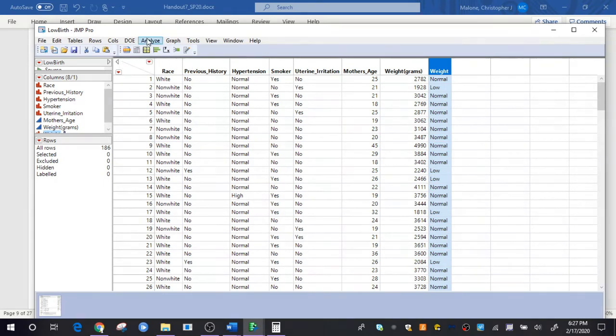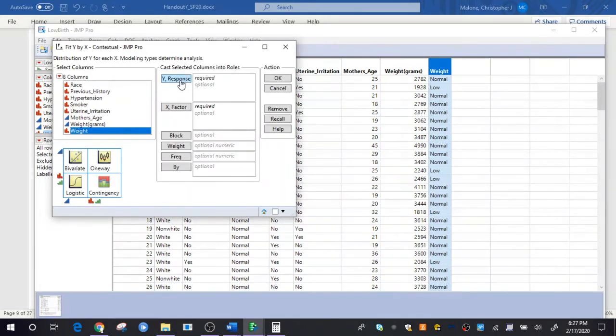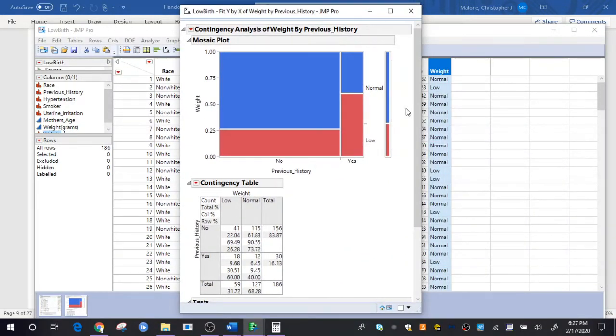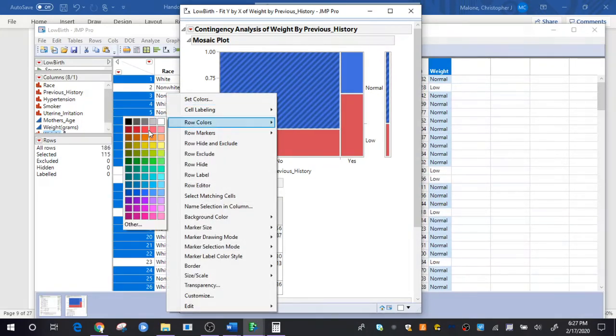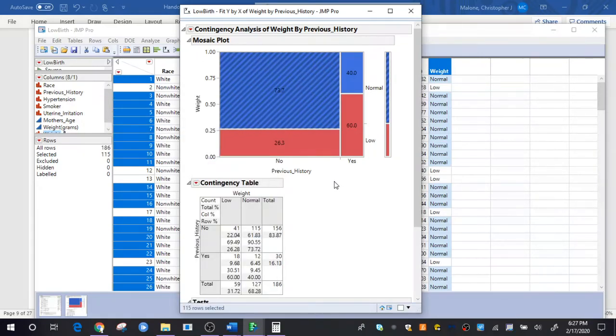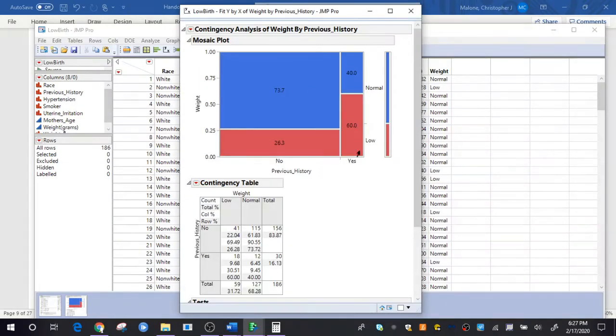So let's kind of start over here. I'm going to go back to Analyze, Fit Y by X. I'm going to be looking at weight here, and then I'm going to do previous history. Okay, this is the Mosaic Plot that we've been looking at. I can add those percentages in there by doing a right click, cell labeling, show percents. So there's that 60% and that 26.3%.